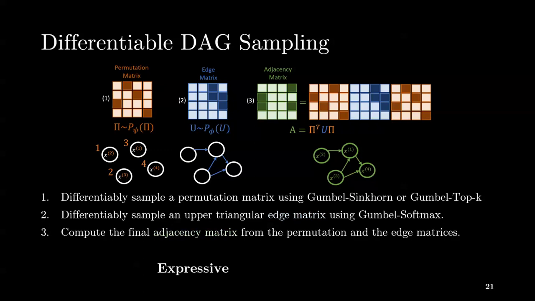The overall procedure is expressive. Any DAG can be generated in that way. Differentiable, all steps use differentiable operations. And fast, the complexity is quadratic in the number of nodes.